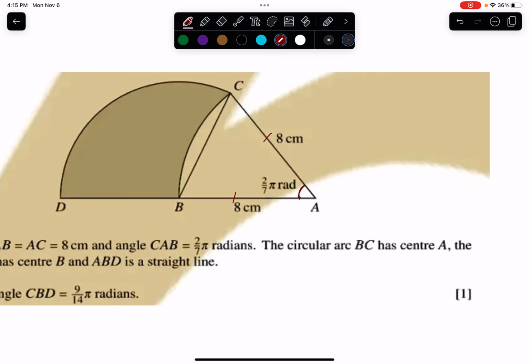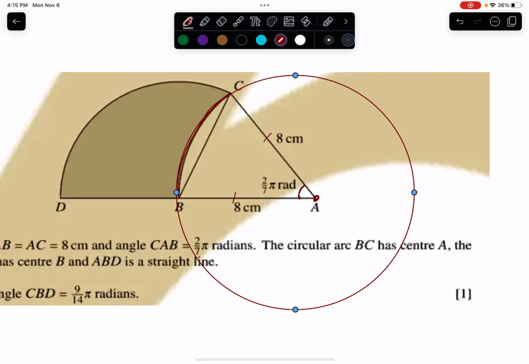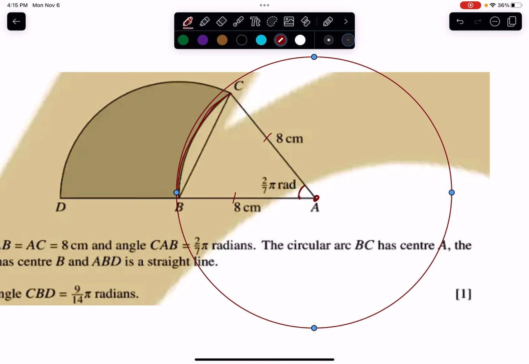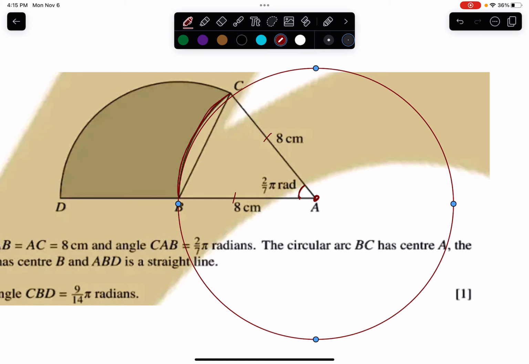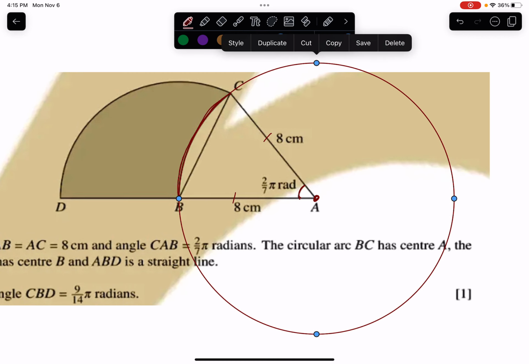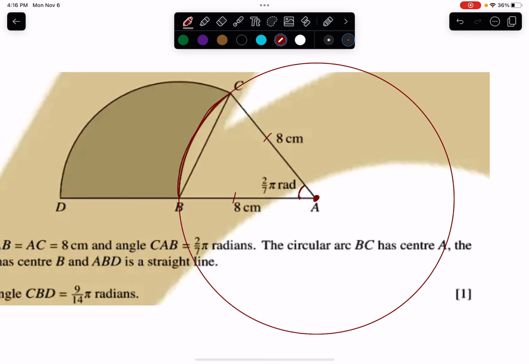So the circular arc BC has center A. So this arc right here, they're saying has a center here. So that's the center of that circle. There's a circle that kind of goes around here with that. It would kind of look like that, so that's pretty close to it. Has that center A, that circle.